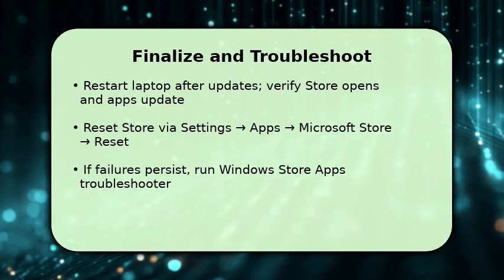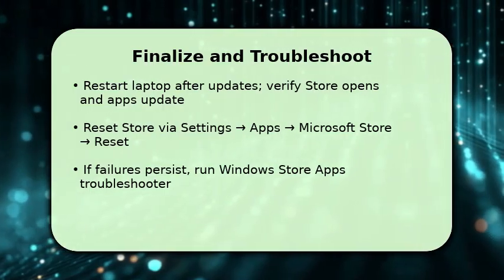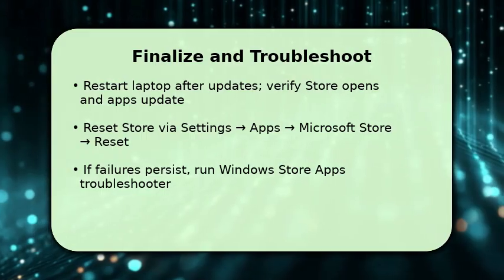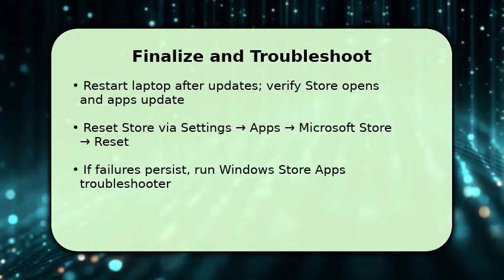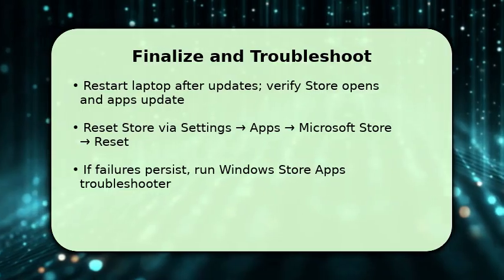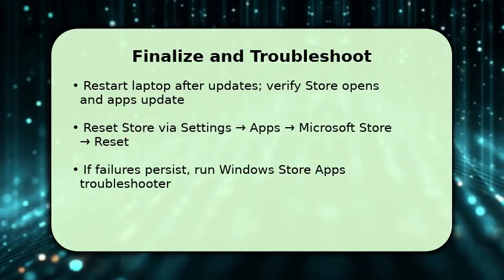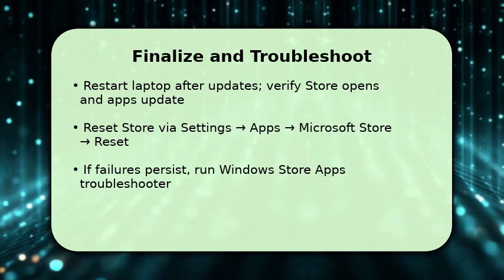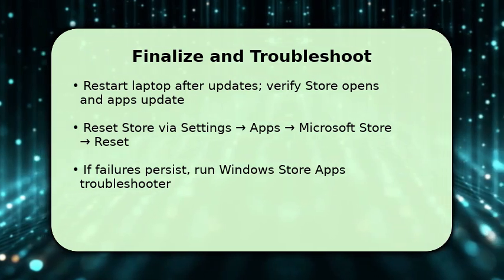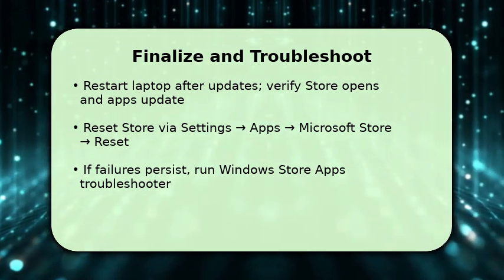This clears cache safely. When problems persist, run the Windows Store Apps Troubleshooter, which diagnoses common package and permission issues. One key tip: if downloads keep failing, sign out of the store, switch to a local account, then sign back in. That often refreshes account tokens and fixes stalled updates.